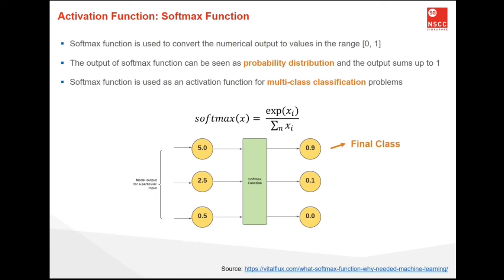Similar to the sigmoid activation function, the softmax function returns the probabilities of each class. It is most commonly used as an activation function for the last layer of the neural network in the case of multi-class classification.